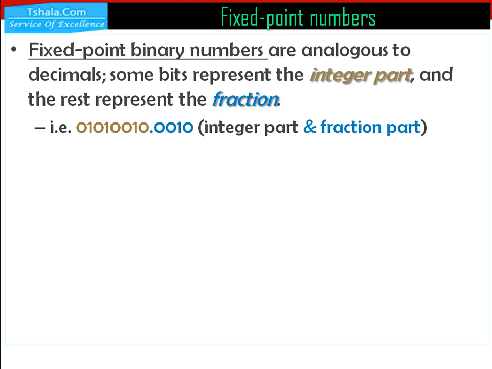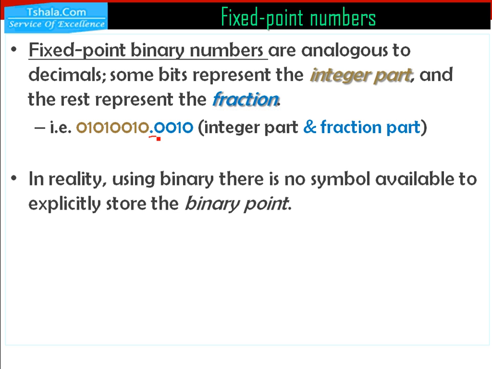Fixed point binary numbers are very similar to decimals. That means that some bits will represent the integer part and the rest will represent the fraction part. We have an example there showing a binary number with an integer part and a fraction part. We also have a binary point displayed there, and this is normally used just to make it easy to visualize what we are talking about.